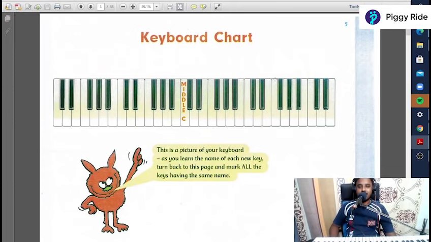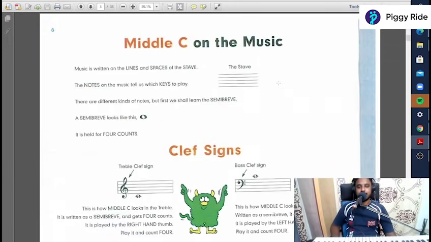Then we played all the C's on our keyboard. Then we saw the middle C. Middle C will be the third C on the keyboard. Perfect. After that we learned about the staff or stave. Stave or staff means it contains 5 lines and 4 spaces. It will tell us which key we need to play.